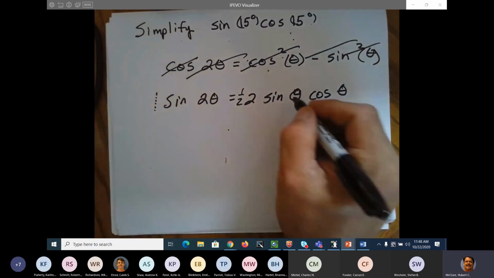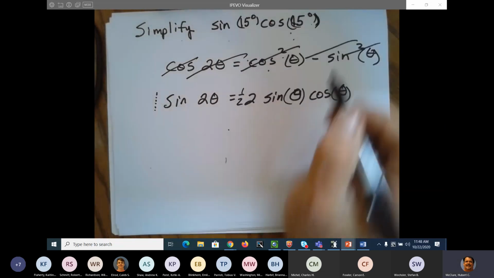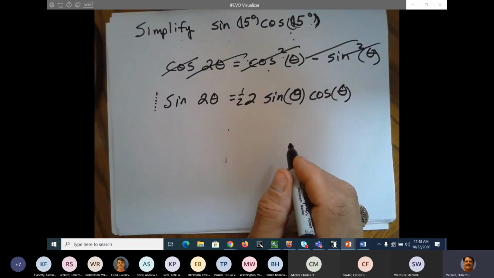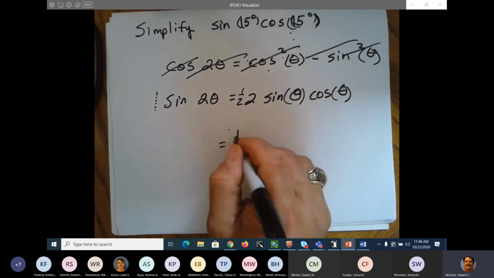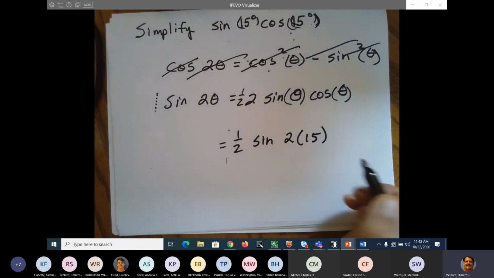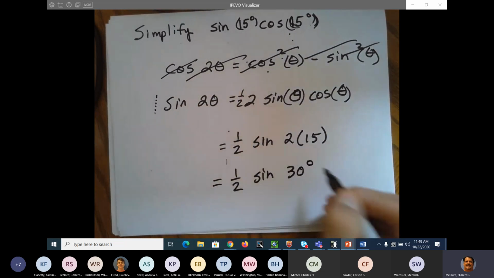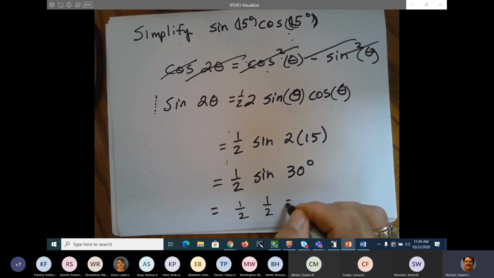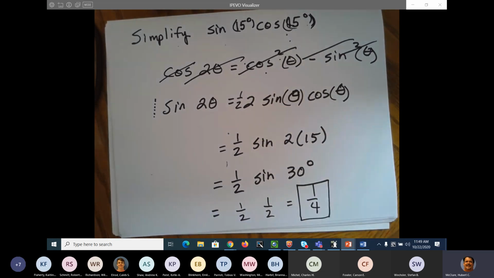And we know that theta is equal to 15. So that's going to be 1/2 sine of 2 times 15, which is equal to 1/2 the sine of 30 degrees. And 1/2 times 1/2 is equal to 1/4. Now see, this one, we actually ended up solving it.